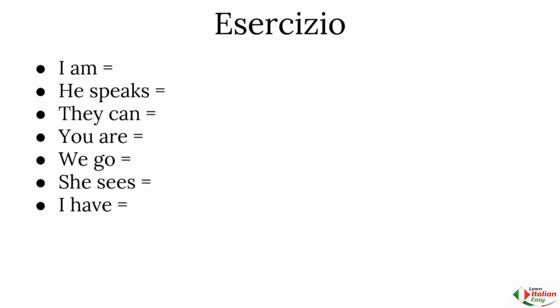So let's do a small exercise. Here what you have to do is just to translate the conjugation of the verb. So I am in Italian is. So I'm going to read them in English and I'm going to leave you a few seconds to translate them. Of course, as usual, if you need more time, just pause the video and then resume it when you're done. Okay? Let's do it. I am.